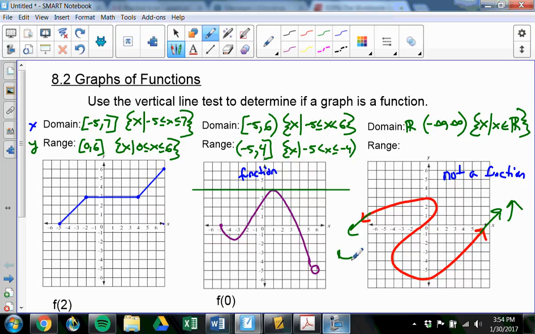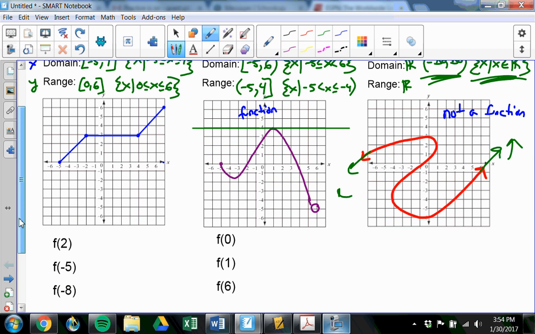This third one is pointing up forever and pointing kind of down forever. So the range and the domain are the same. It's all real numbers. I would just write those things down again. So domain is a set of all x values. Range is a set of all y values. We'll talk about these a lot more, but there's the introduction.